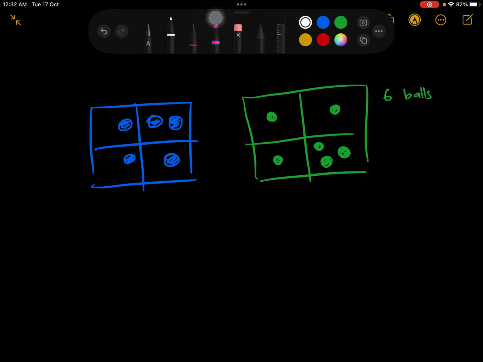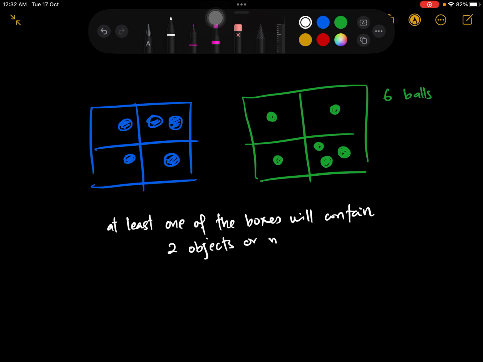Okay, let me write that down. At least 1 of the boxes will contain 2 objects or more. Dalam erti kata lain, at least 2 objects. So inilah keadaan dia. Bila bilangan objek melebihi bilangan kotak, mesti salah satu kotak tu akan mengandungi 2 objek atau lebih. Betul?